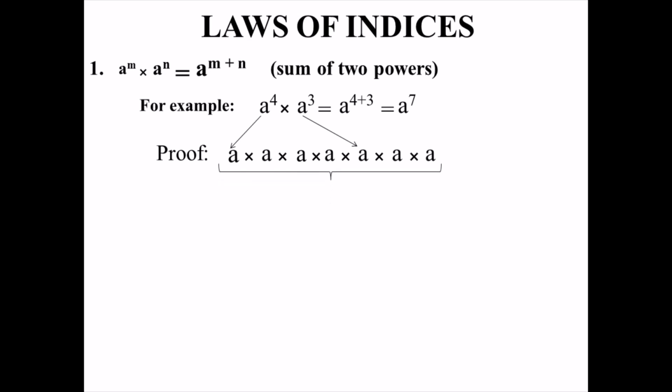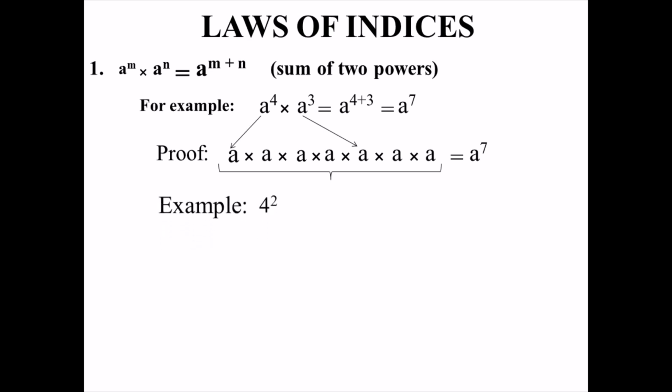And you can see that we have seven a's here. So this translates to a raised to the power of 7. And that is the law of indices, law number 1, that deals with the sum of two powers.